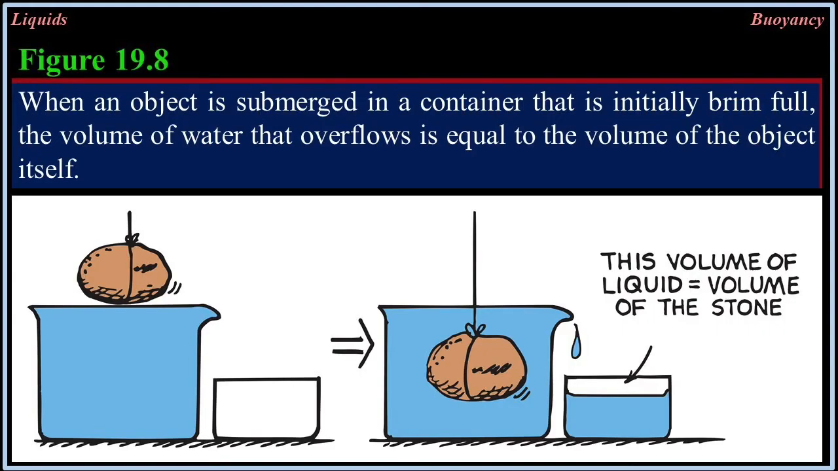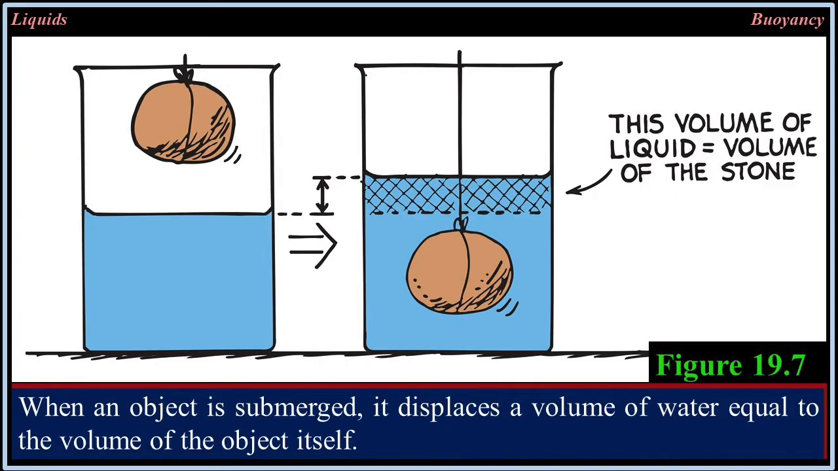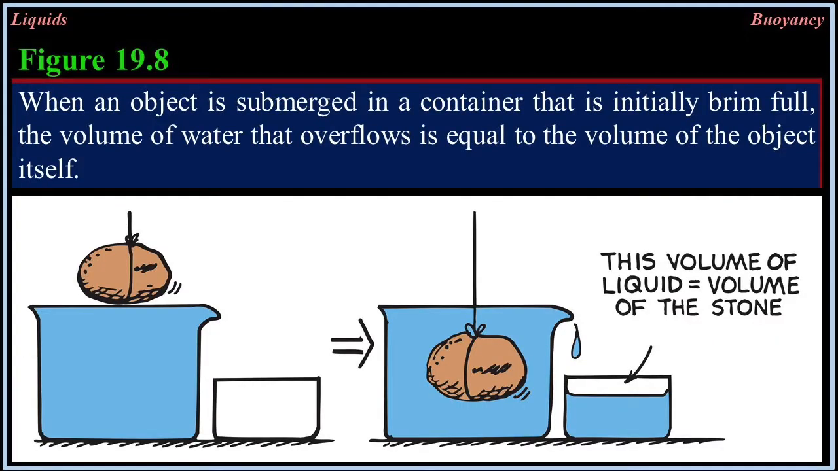A completely submerged object always displaces a volume of liquid equal to its own volume. As figure 19.8 shows, this gives us a good way to determine the volume of an irregularly shaped object. When an object is submerged, it displaces a volume of water equal to the volume of the object itself. Figure 19.8: when an object is submerged in a container that is initially brim full, the volume of water that overflows is equal to the volume of the object itself.